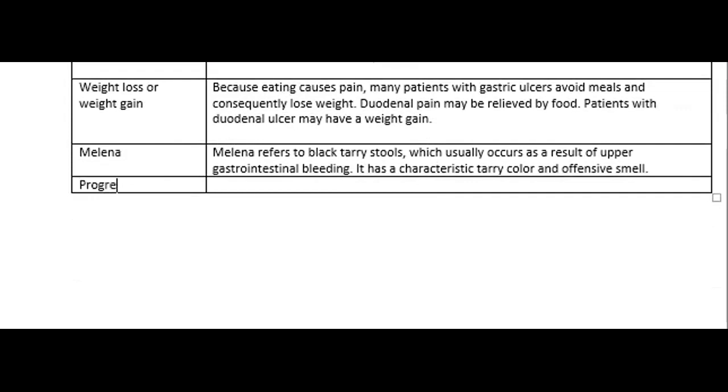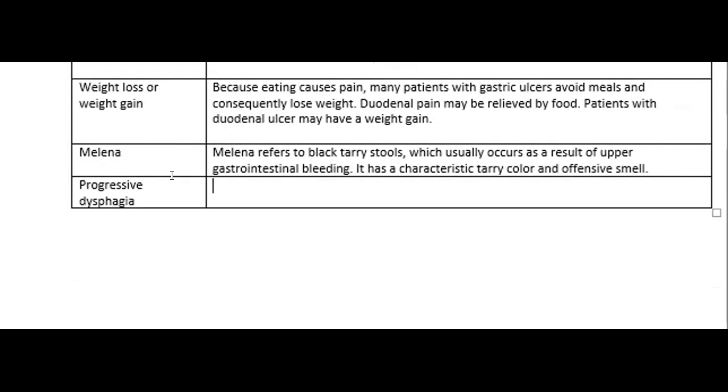Okay, the progressive dysphagia. What is dysphagia? Dysphagia is nothing but difficulty in swallowing. Because of H. pylori and such, there is inflammation of the esophagus, and that results in dysphagia.